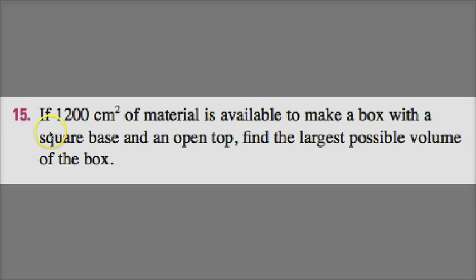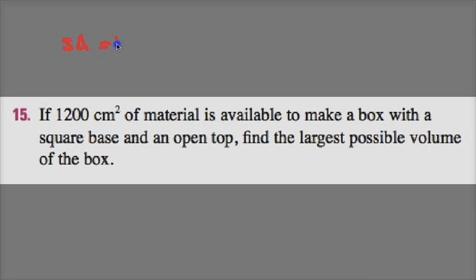Alright, so we've got 1,200 centimeters squared of material to make a box with, and it has a square base and an open top, so that means only 5 sides because a cube generally has 6. You want to find the largest possible volume of the box. So the 4 sides around the base can be rectangles, but the base has to be a square. There's no top, and the total surface area is going to be 1,200 centimeters squared. So let's write that down.